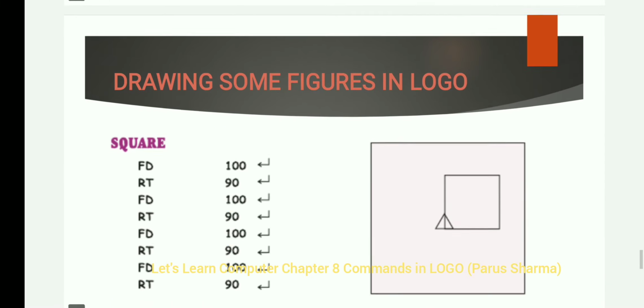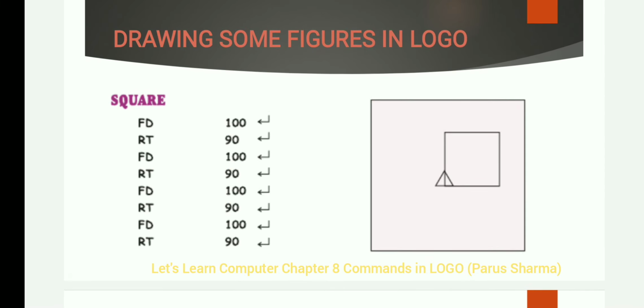Then there are some figures in logo that you can draw. These are the syntax to draw a square on your logo screen. FD 100 means FD is the forward command and 100 is the number of steps you want to move the turtle. Then RT 90 is the angle by which the turtle's head turns in that direction. Then again FD 100 and RT 90. These are all the syntax to draw a square on the logo screen.